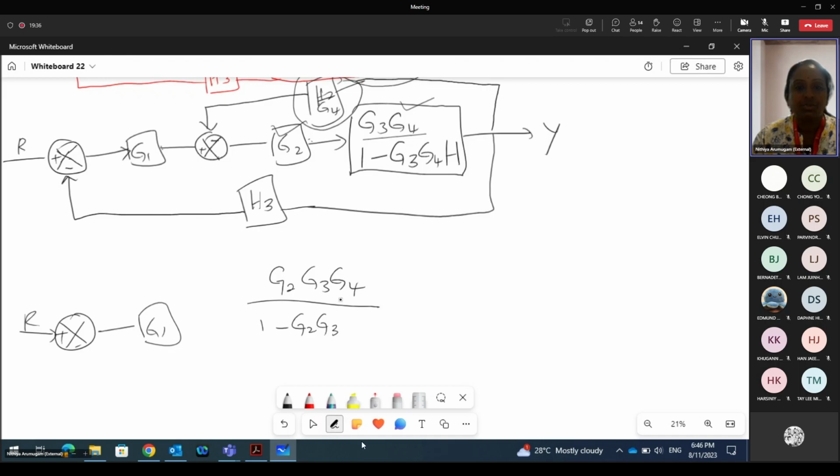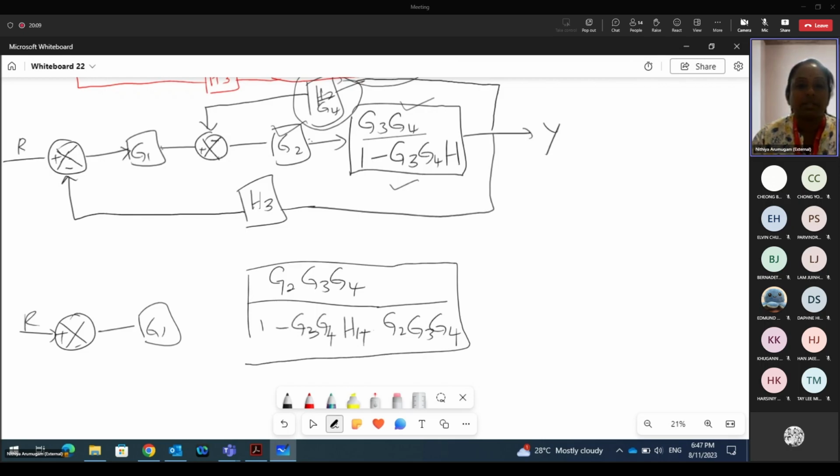But we have H2 and H2 over G4. So that will make G2, G4, H plus G3, G4, H1 from this plus the current one G2, G3, G4. So this is the new GH1, G over 1 minus GH term, right?